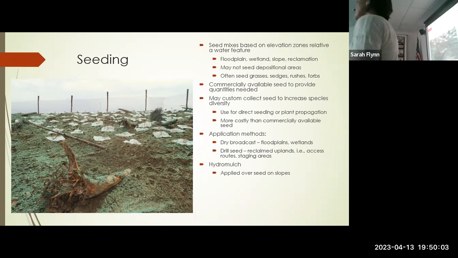We tend to dry broadcast seed and then put hydromulch over the top, especially on slope settings. And within our access roads and staging areas, these are big construction sites where they'll be staged up in an upland and have ways that they drive in and stuff. And we reclaim all of those areas, and we'll use more of a simplified grass mix and drill seed that, just so that we're, again, avoiding the potential for noxious weed invasion in those areas.